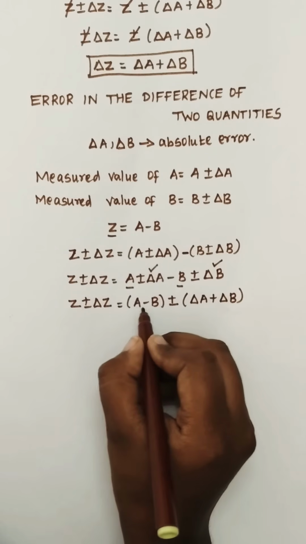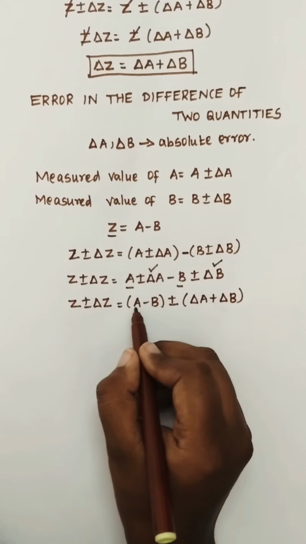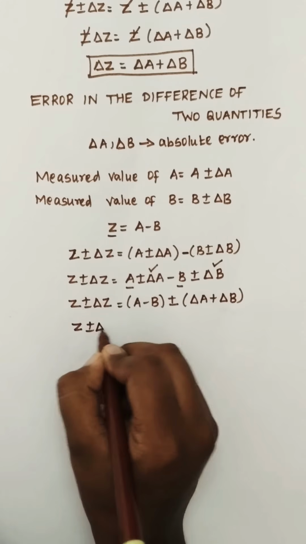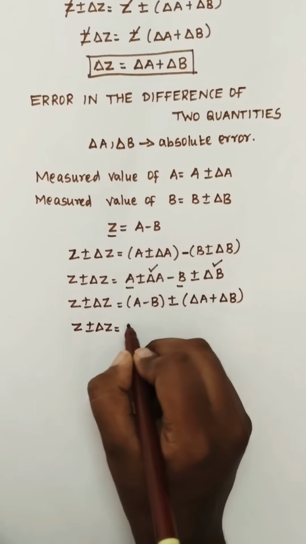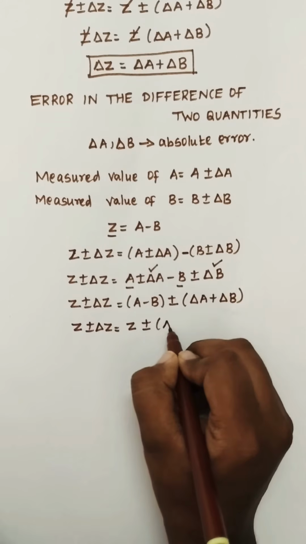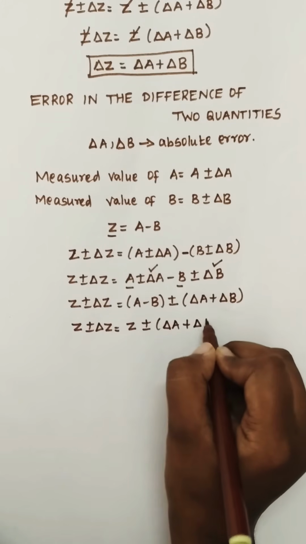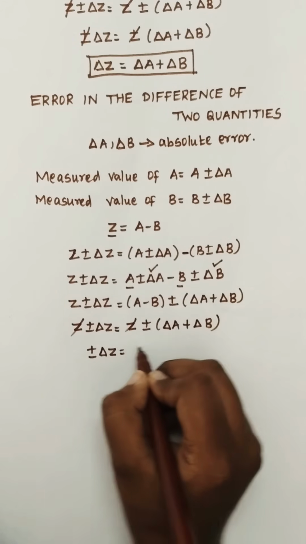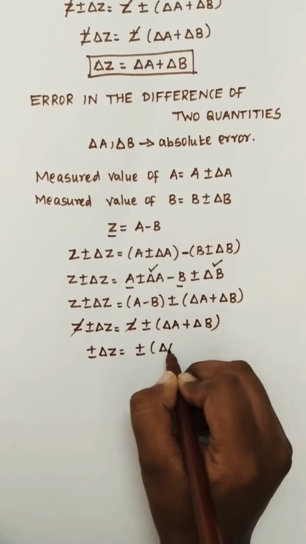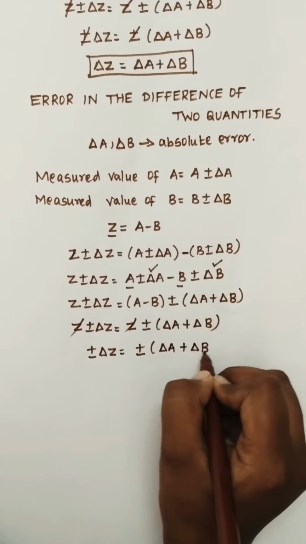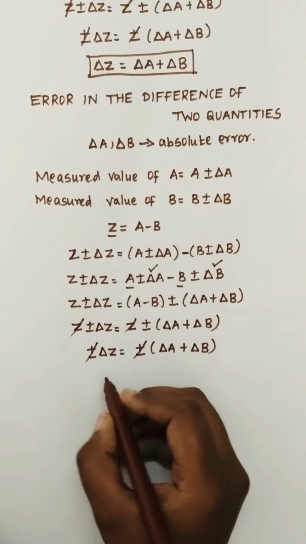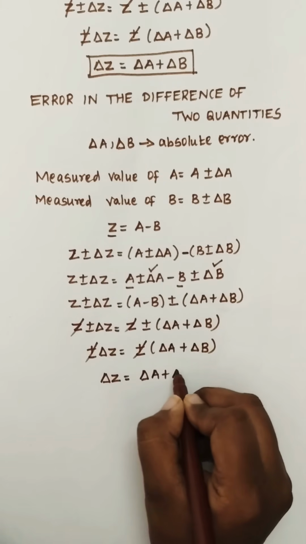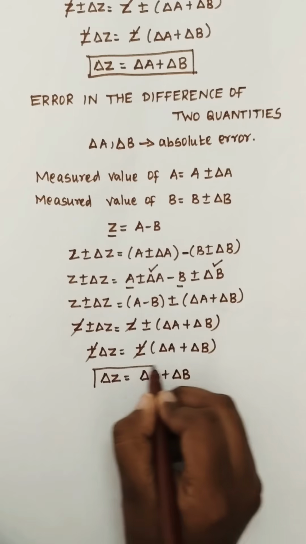So same way how we substituted there in addition, for subtraction also same process, A minus B. So A minus B is Z. So Z plus or minus delta Z is equal to A minus B is nothing but Z plus or minus delta A plus delta B. Z and Z get cancelled. So plus or minus delta Z is equal to plus or minus delta A plus delta B. Once again plus or minus get cancelled. So delta Z is equal to delta A plus delta B. So this is my final equation.